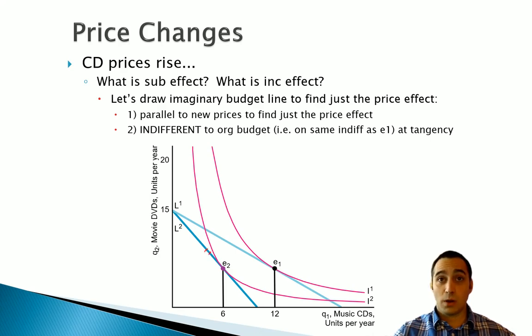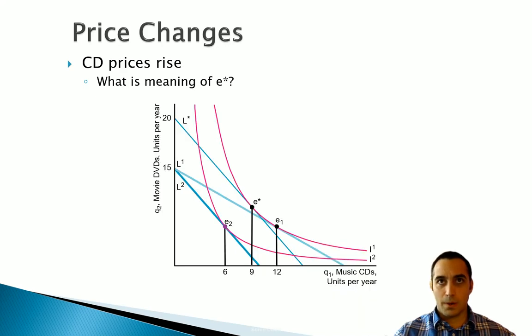However, we need to draw a line parallel to this new one such that we are indifferent to our original bundle. That is, this slope, but tangent to this line. How can we draw a line like that? Give it a shot. When I did it, through the powers of clip art, I end up at this point E star. You'll note that this imaginary budget line has a slope equal to the slope of L2. So our price has increased, we've gone from L1 to L2.